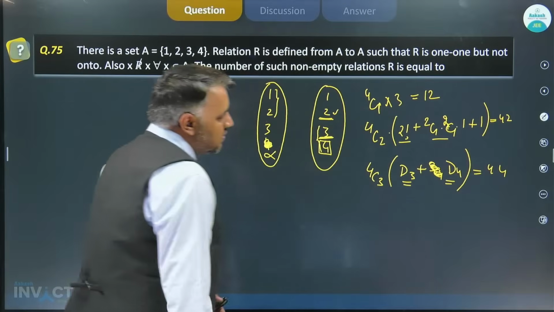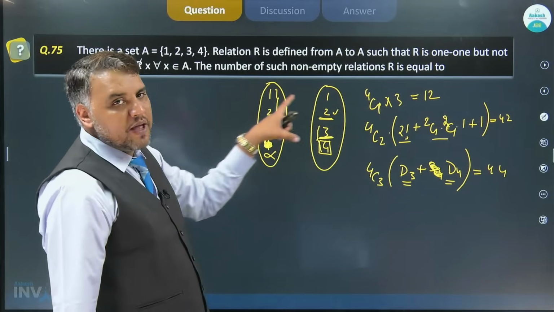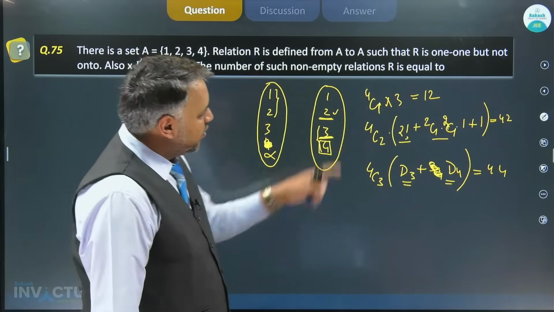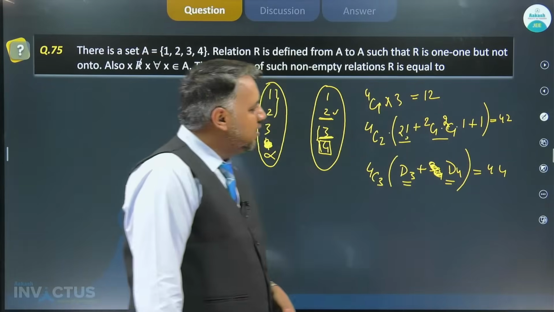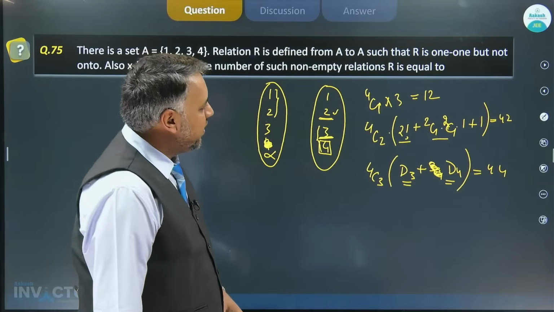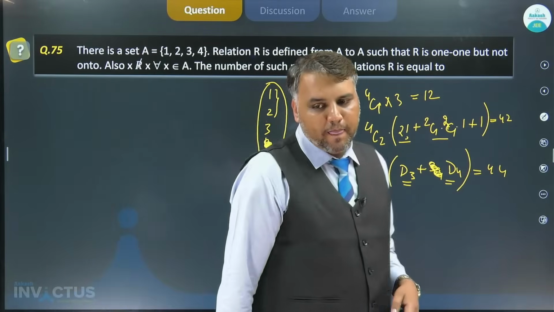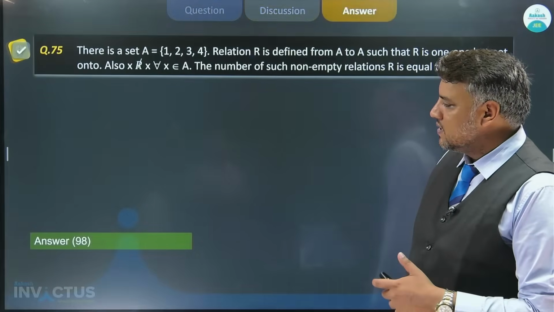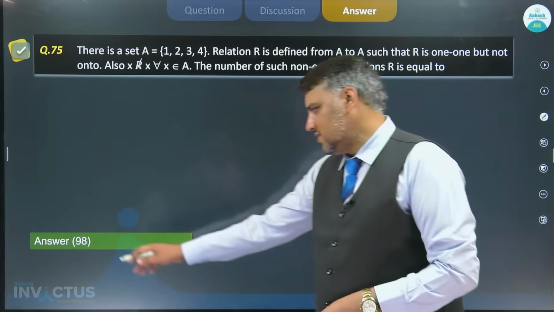तो टोटल आंसर, क्योंकि अब चारों तो मैप होंगे नहीं, because उन्होंने कहा था not onto. Okay, so you can calculate this, this will be 98. Okay, so the final answer is 98.